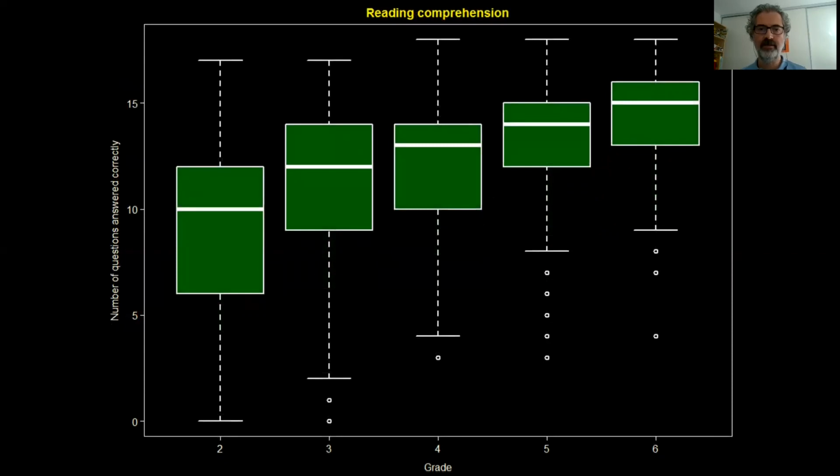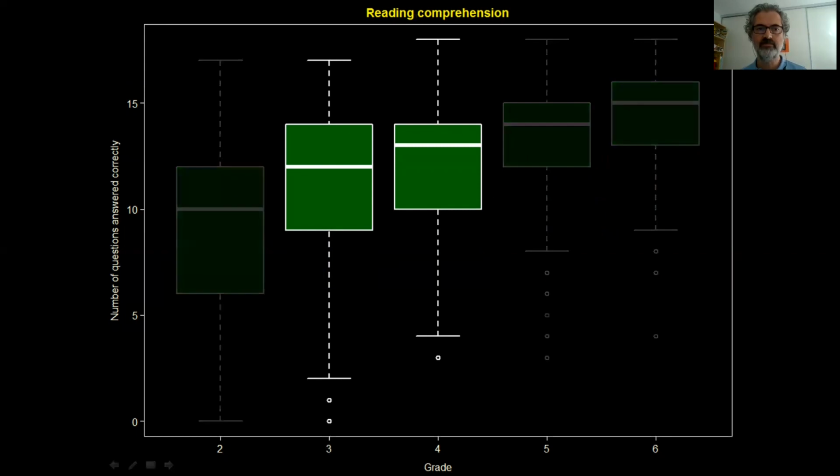Let's look at the other variable, reading comprehension. Are there differences between specific grades? What about between grades 3 and 4? Well, here we see that the box plot for grade 4, actually the middle 50%, falls within the range of the middle 50% for 3rd grade. So the difference is even less clear if it exists. These two box plots are not suggestive of a clear difference.